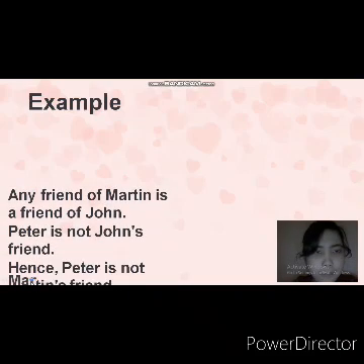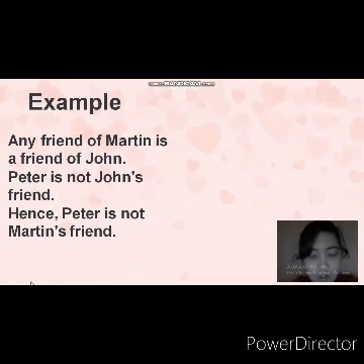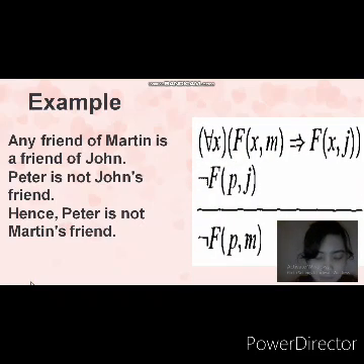Examples: any friend of Martin is a friend of John. Peter is not John's friend. Hence, Peter is not Martin's friend. The above can be represented symbolically. Here, f(x, y) means that x is a friend of y, while m, j, and p denote Martin, John, and Peter, respectively.